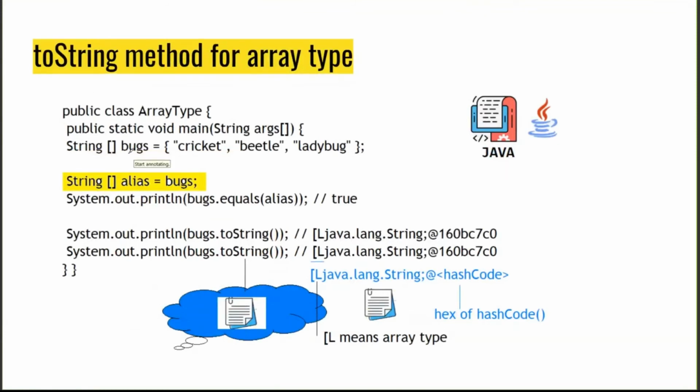Does array type have a toString method or not? Answer is yes, because it extends Object. It can borrow the toString method from Object. Here I am just making bugs: cricket, beetle, and ladybug, and we are creating an alias. Bugs and alias will point to the same array. So now when you say bugs equals alias, you know what we are doing? We are comparing the address.